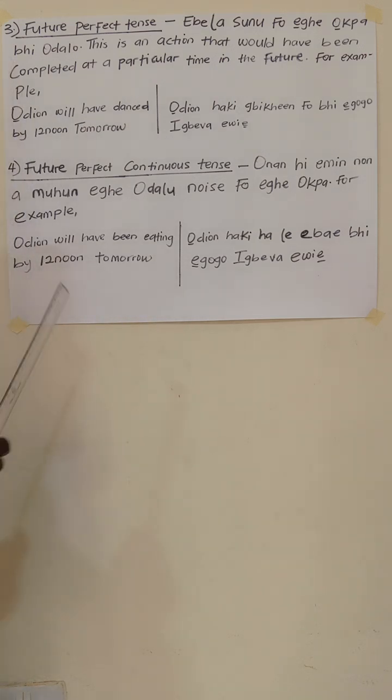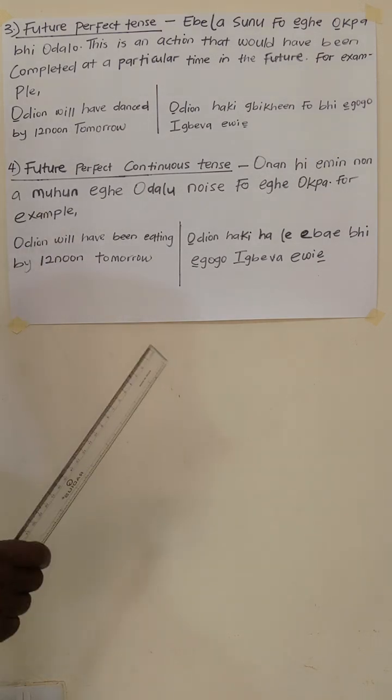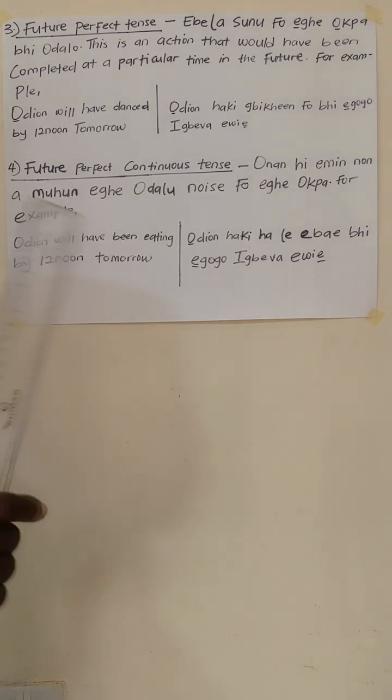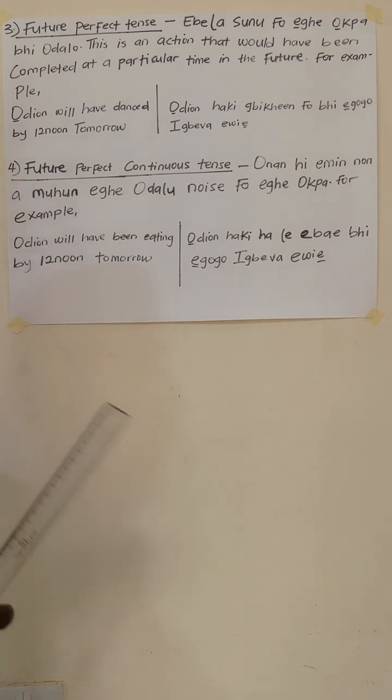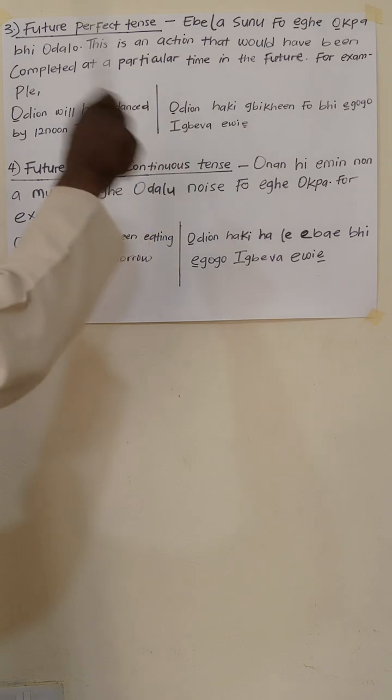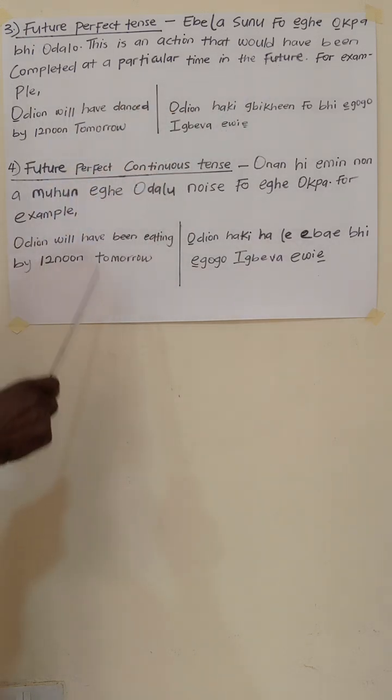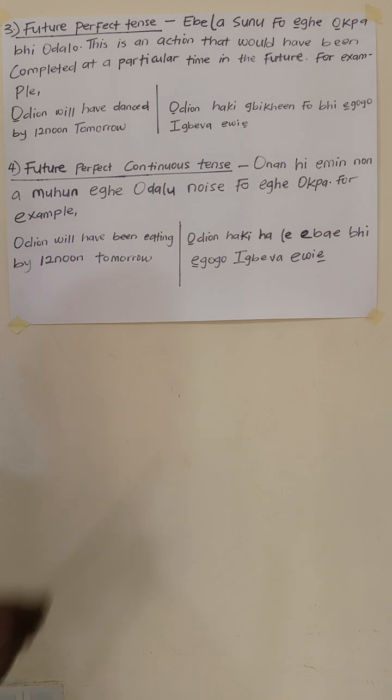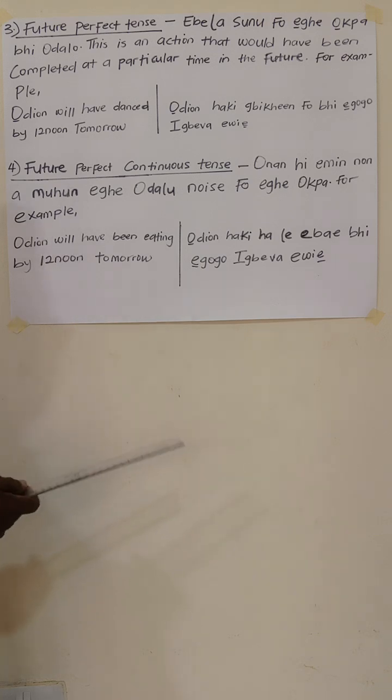Now, if you look at future perfect continuous tense, by 12 tomorrow, Ọjọ́ would have started dancing, but the time of completing that dance will not be known. That's why we are saying it's a perfect continuous tense. The other one was perfect, it was completed. But this one, it is perfect but continuous, it has started but it has not finished. So we only know it has started, but we don't know when it will finish.